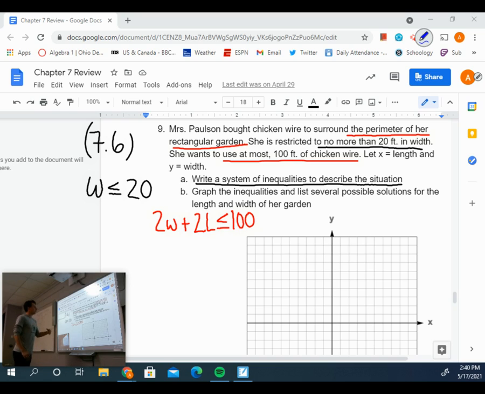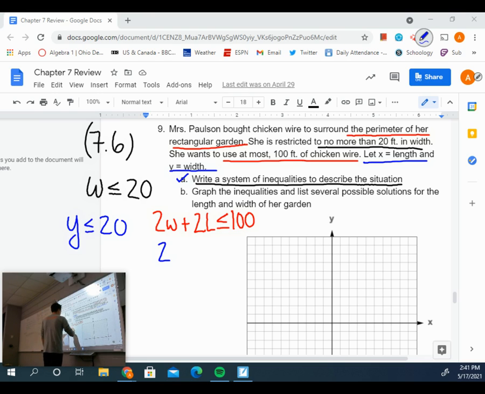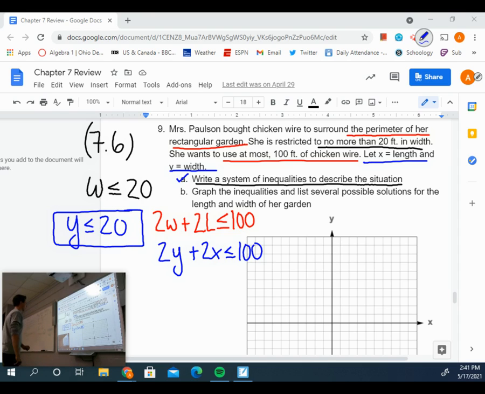Now, while we have come up with the system of inequalities, it's not in a great shape to graph. We don't really graph W's and L's, but they do tell us here that X is the length and Y is the width. So I can rewrite my inequalities with Y going in for W and X going in for L. And now I'm starting to look in a place where I'm like, hey, I can graph this. Y is less than or equal to 20. That is already in slope-intercept form, ready to be graphed.